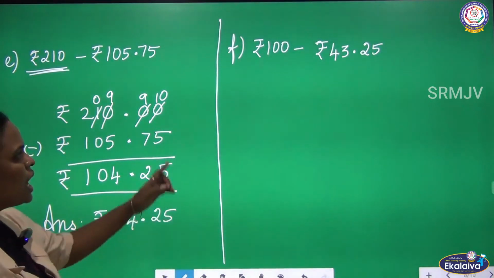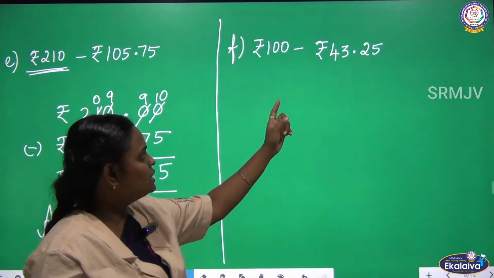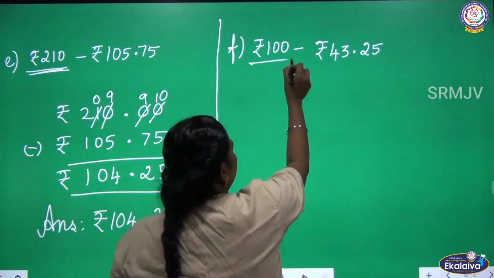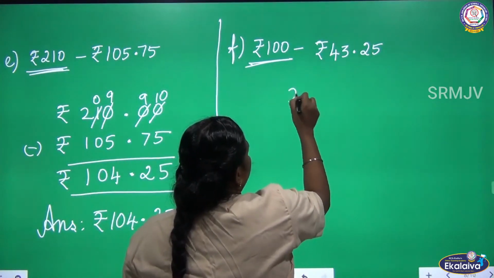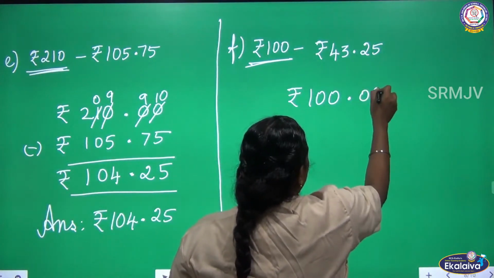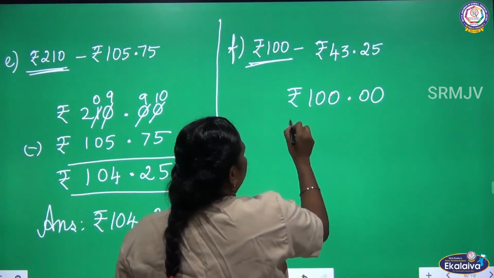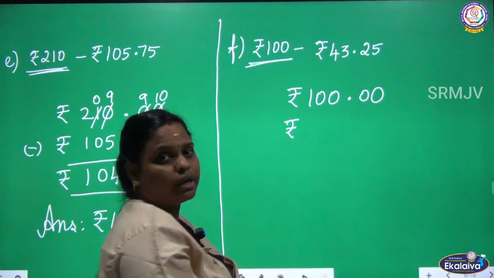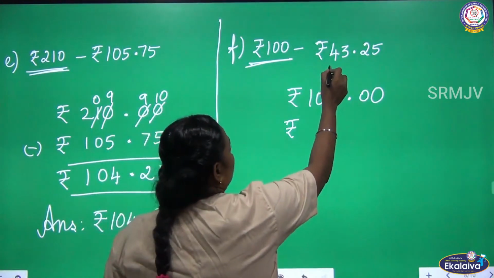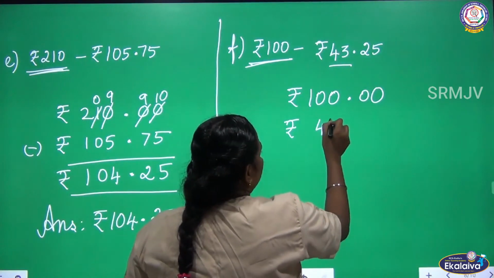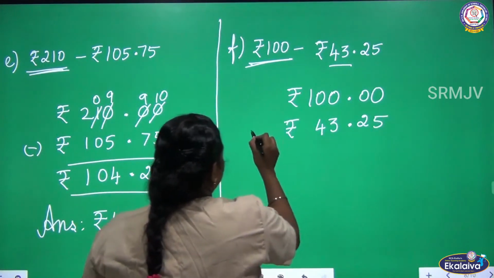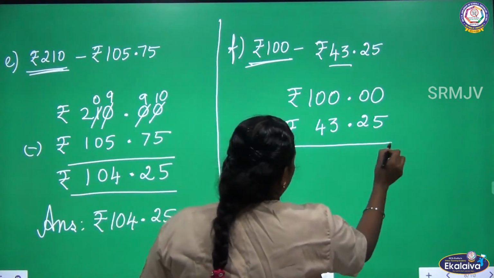Next one, 100 rupees minus 43 rupees 25 paise. Listen children, here also they didn't give paise. So what do you have to write? 100.00. Both are equal only. Next, 43 rupees. Here they have given only 2 digits, so you can write 4 near the tens place, then 3.25. Write the subtraction symbol.